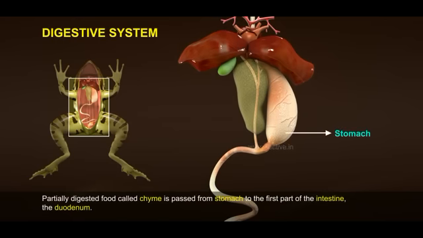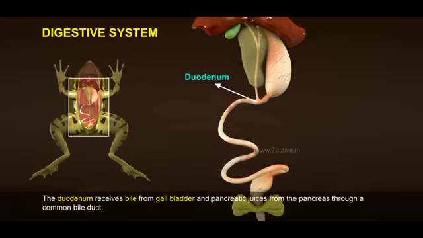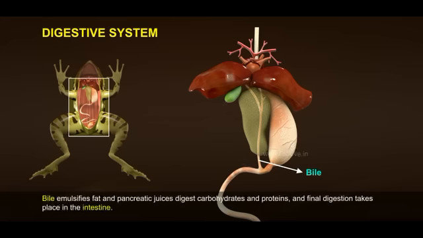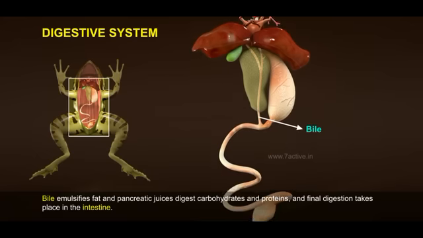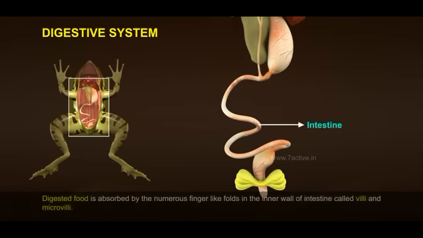Partially digested food called chyme is passed from the stomach to the first part of the intestine, the duodenum. The duodenum receives bile from the gallbladder and pancreatic juices from the pancreas through a common bile duct. Bile emulsifies fat and pancreatic juices digest carbohydrates and proteins, and final digestion takes place in the intestine.